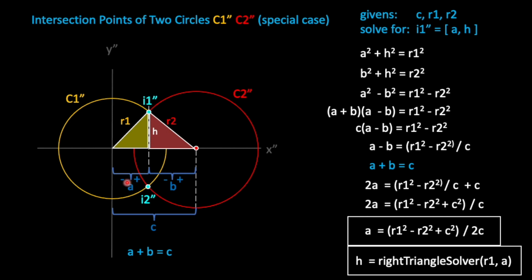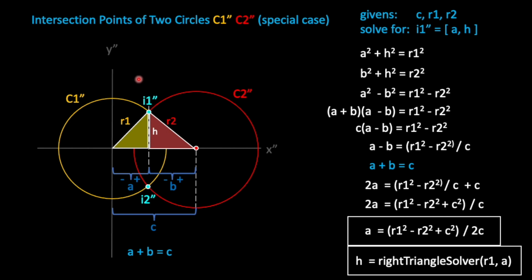So for instance, if C2 were greatly enlarged and brought way over here, it is possible to have intersection points way over here, in which case the A coordinate will be negative. And you can see that in this formula because of the negative sign on the R2 squared. If R2 gets large enough, it can kind of swamp R1 squared and C squared and make A go negative.